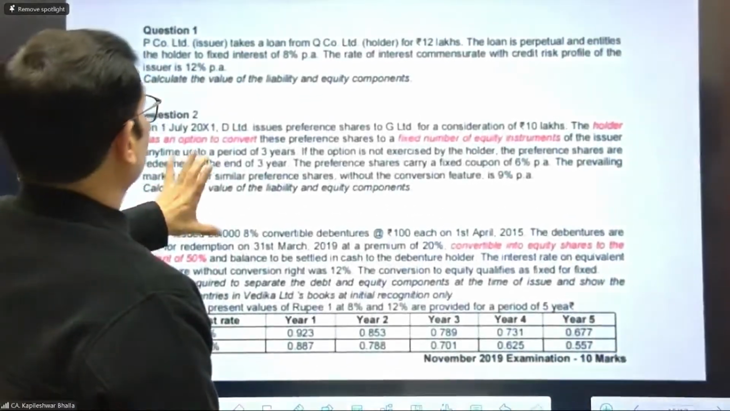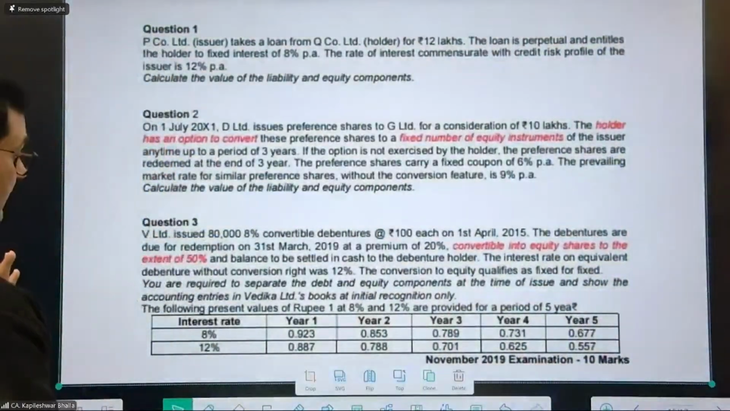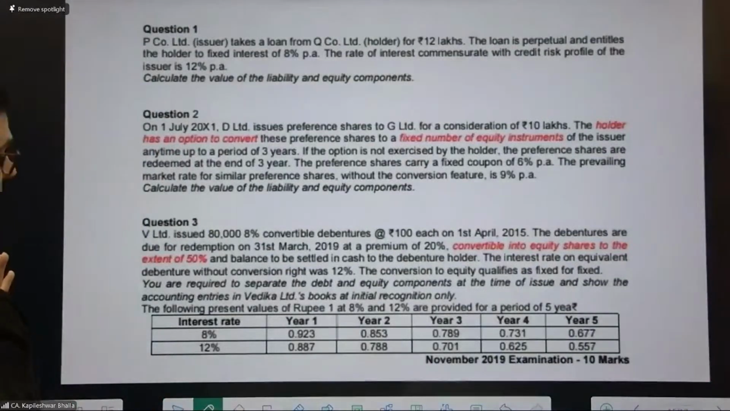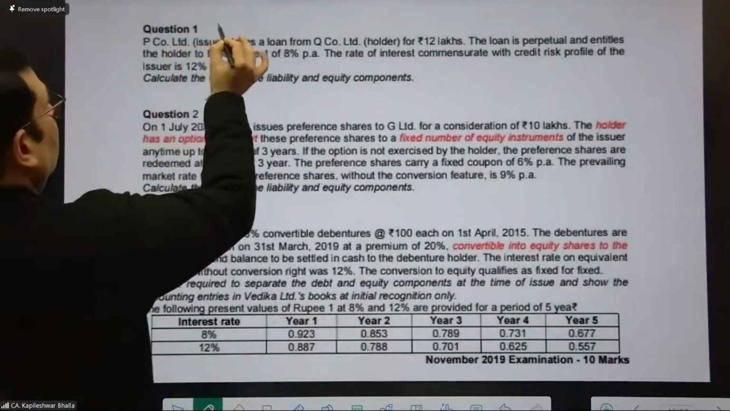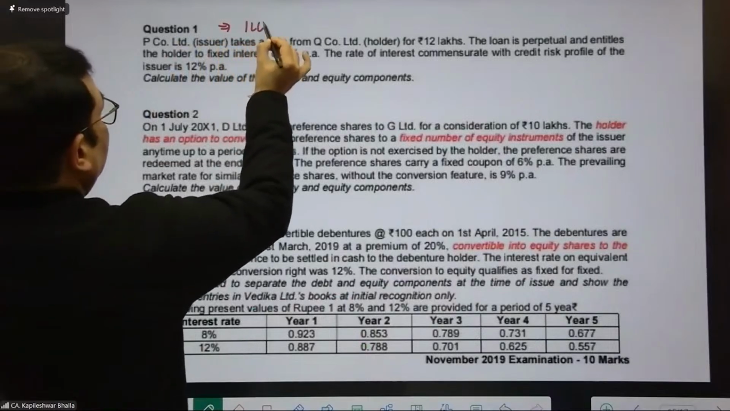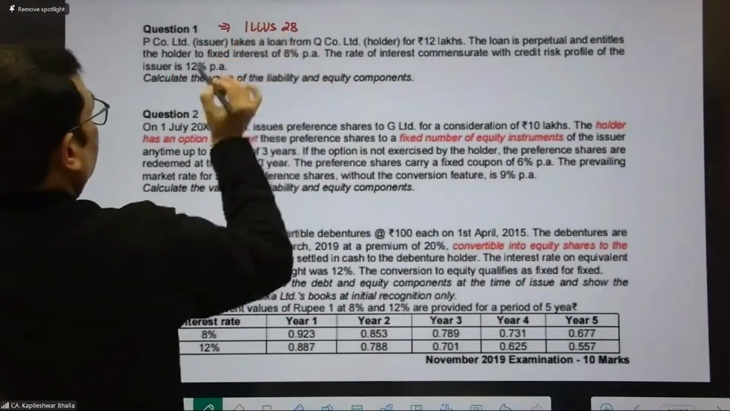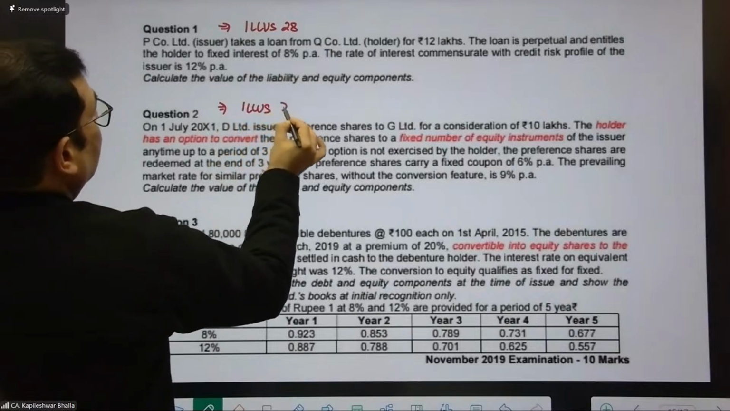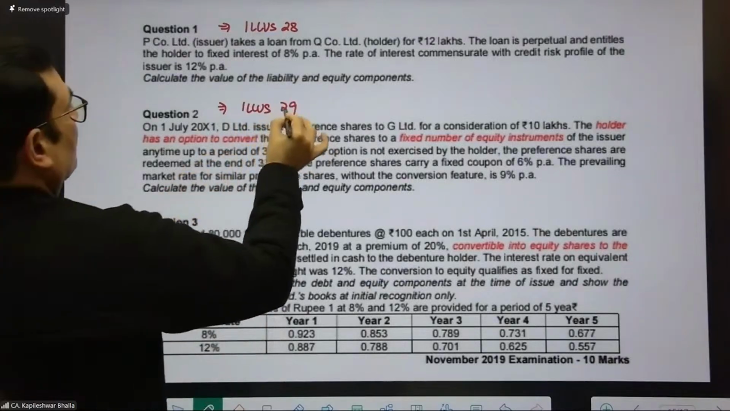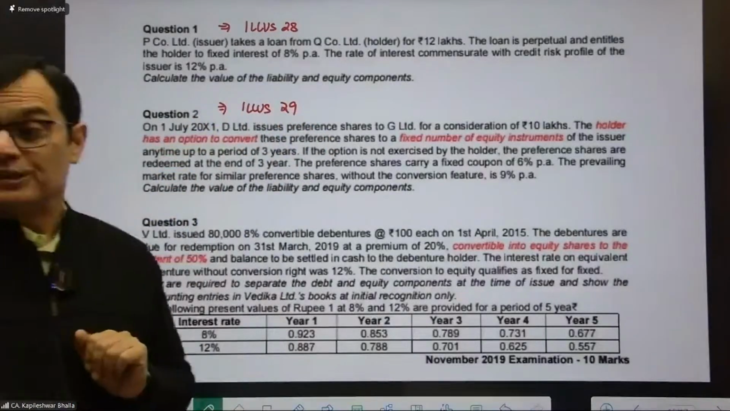So in fact, question number 1 and question number 2, which I have stated, are the same questions in the study material. Let me pinpoint. We've already done question number 1; this was illustration 28 of the study material. And question number 2 is illustration number 29 of the study material. So we've already covered this. The first 2 questions are done.